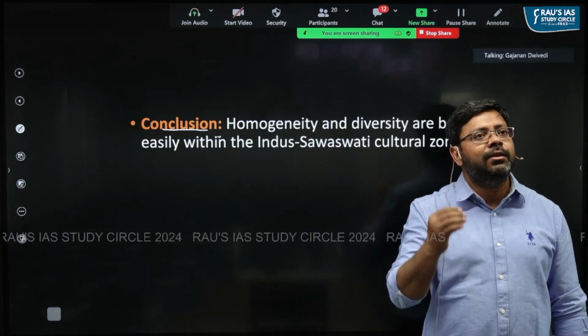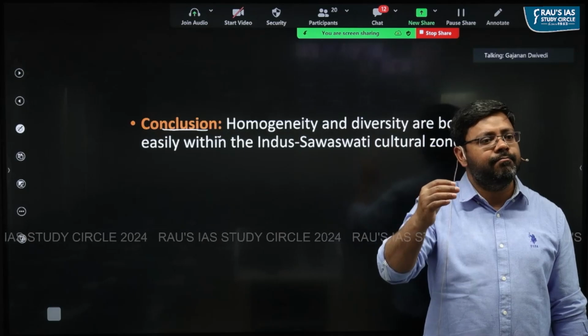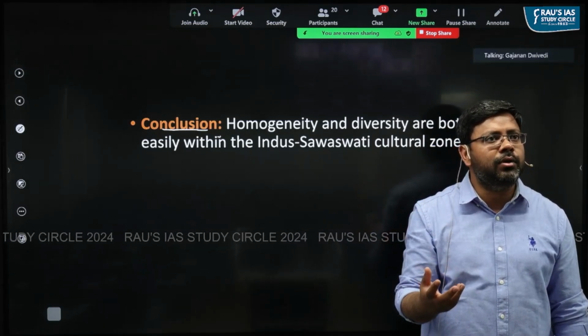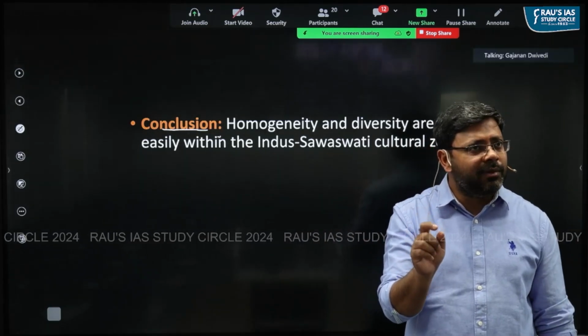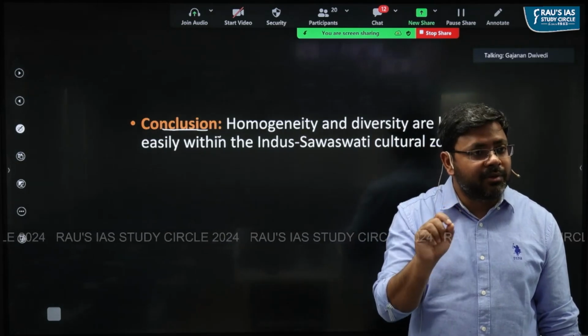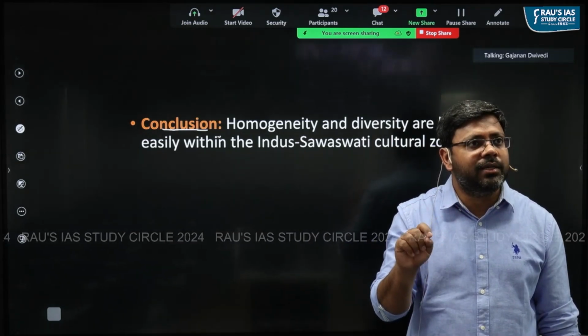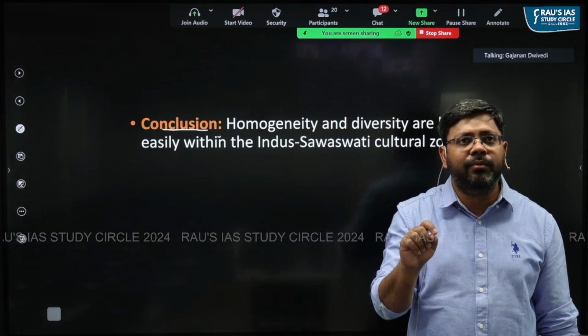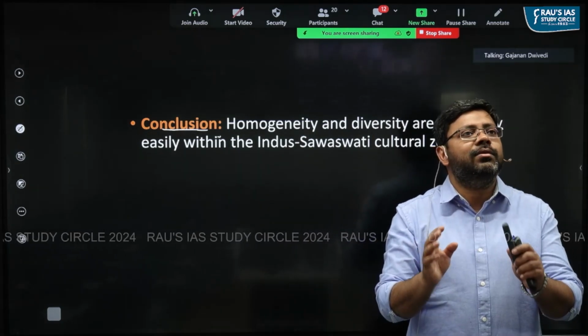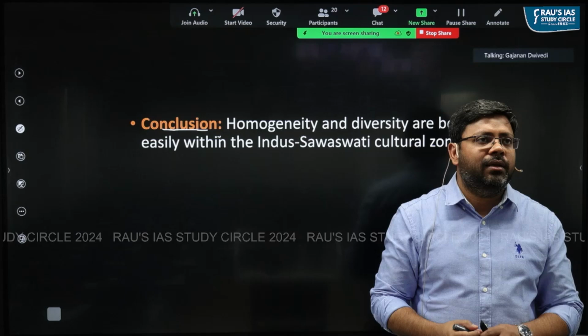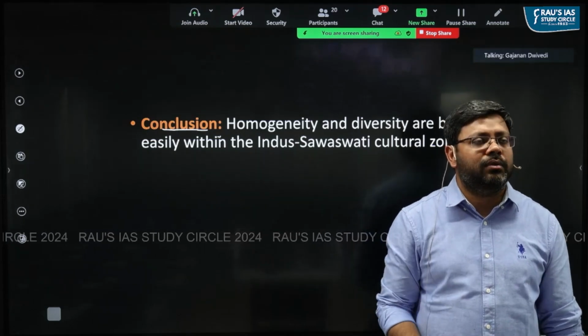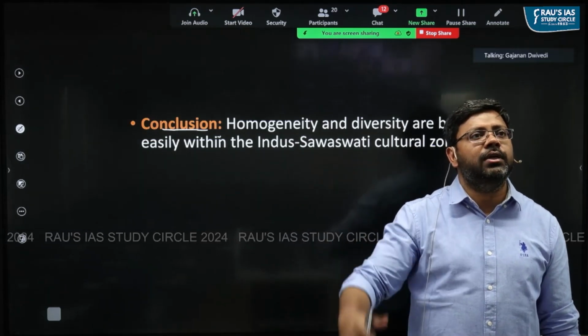What will we mix? The conceptual clarity and historiography. This is what we will do. Romila Thapar, the first chapter is about historiography, perception of past. That is the first chapter of Romila Thapar. We will just add conceptual understanding and then the overall historiography to make it go to the history optional level.